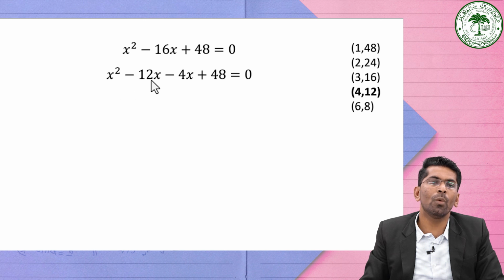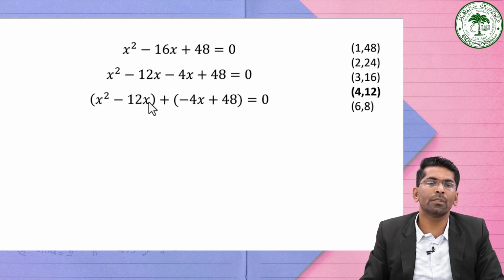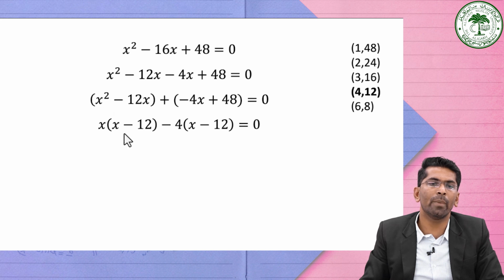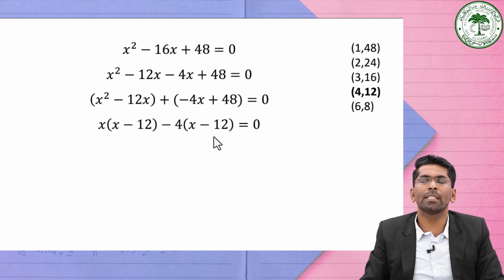So now we are grouping these two terms. See, x square minus 12x is one term, then minus 4x plus 48 is the other term, equated to 0. So what is common here? x is common. Taking x outside, what is remaining here? It is x minus 12. Here minus 4 is common, so I am taking minus 4 outside. Then minus 4 into what is remaining here, it is x minus 12, so that it will become plus 48, which is equal to 0. Now x minus 12 and x minus 12 is common here, so I am taking only one x minus 12.